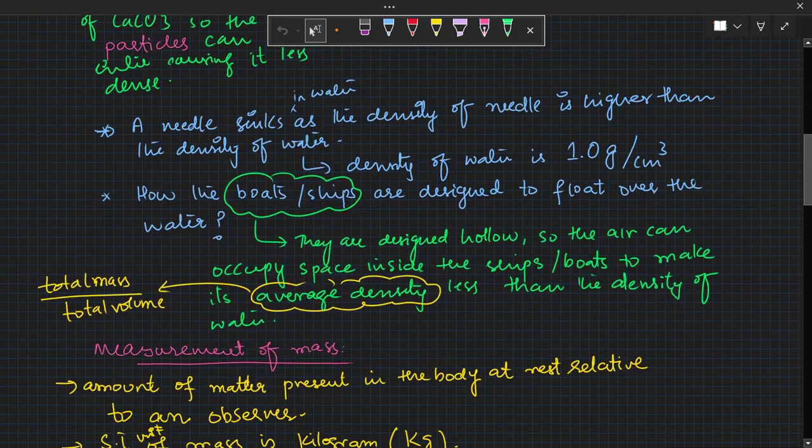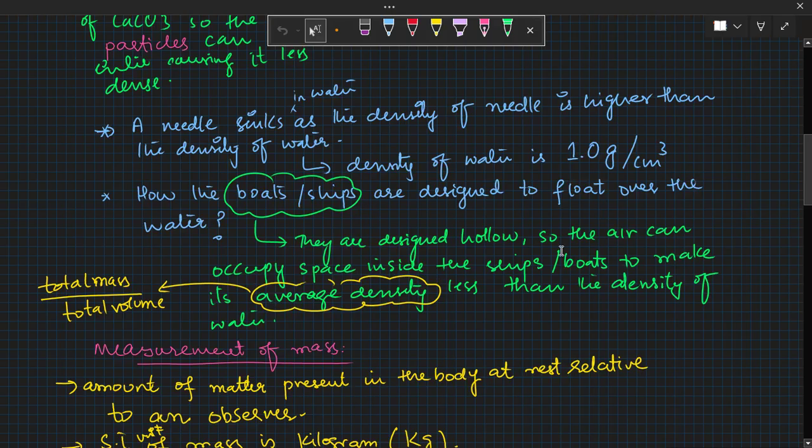I also spoke about the needle. A needle sinks in the water as the density of the needle is higher than the density of water. Density of water is about 1.0 gram per centimeter cube. Boats and ships are designed to float over the water. They are designed hollow so that air can occupy the space inside the ship or boat to make its average density less than the density of water.